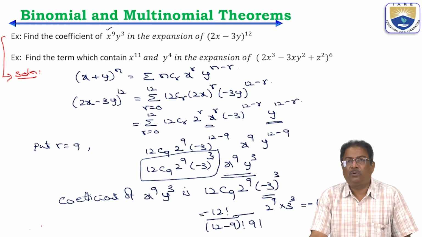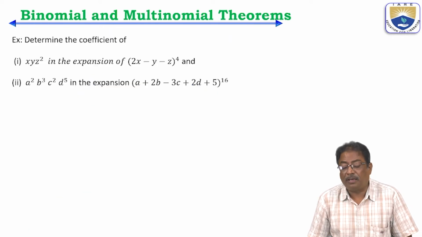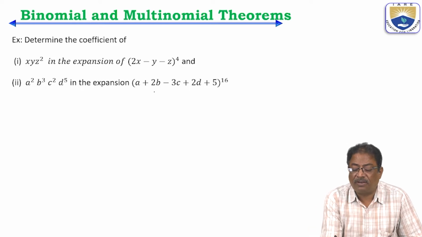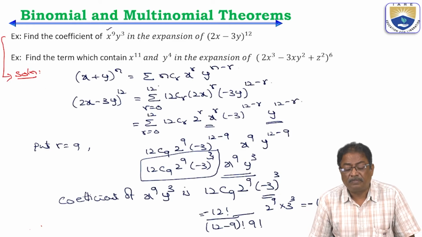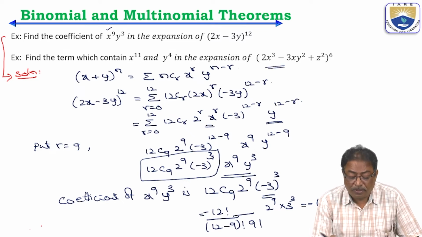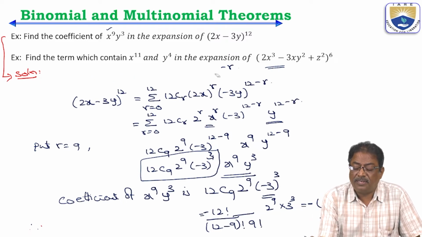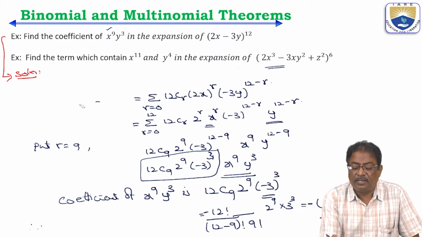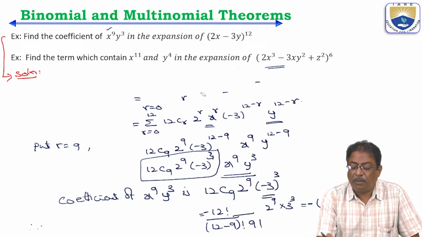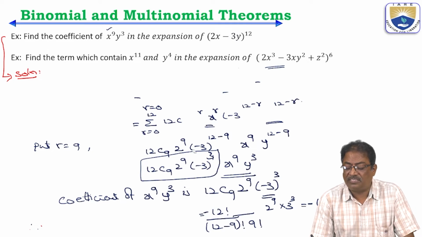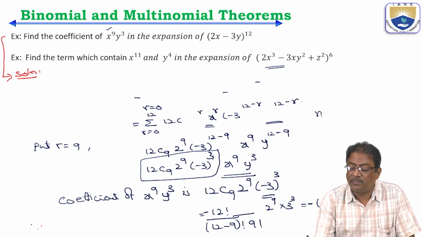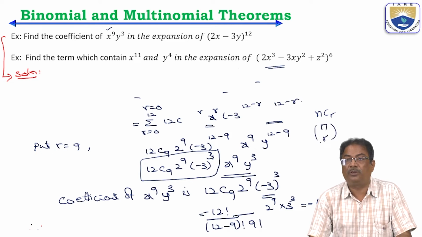So next, suppose the second one is a multinomial. While considering the second problem, I am going to represent this as nCr, or I can take it as NCR. In that form also I am going to represent.